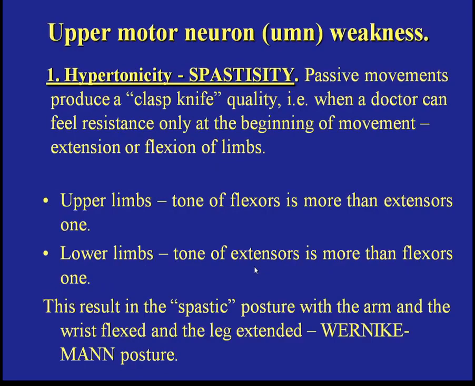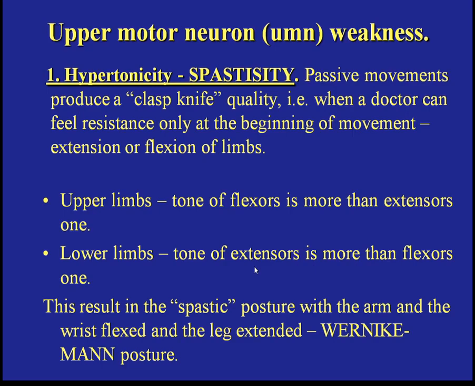Clinical signs. The first one is hypertonicity. The special name of muscle hypertonicity in case of upper motor neuron lesion is spasticity. Passive movement produces a clasp-knife phenomenon, when a doctor can feel resistance only at the beginning of movement, extension or flexion of limbs.